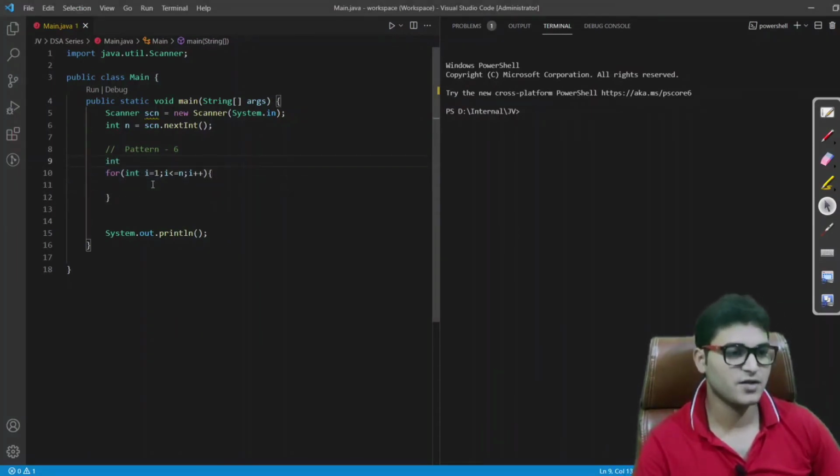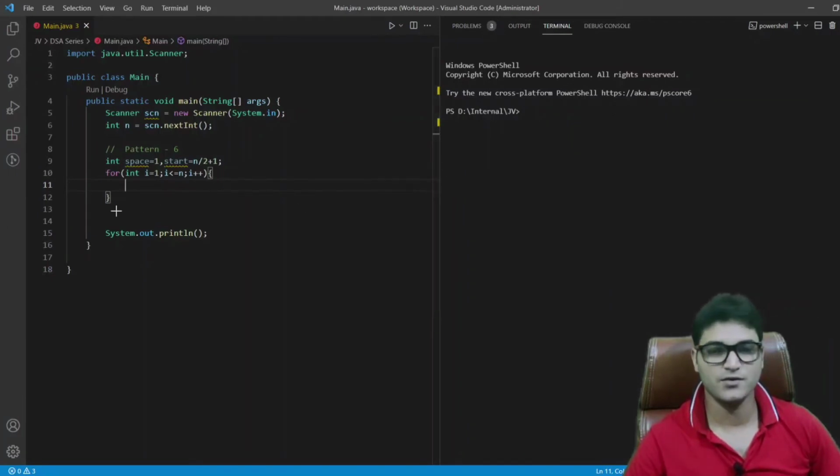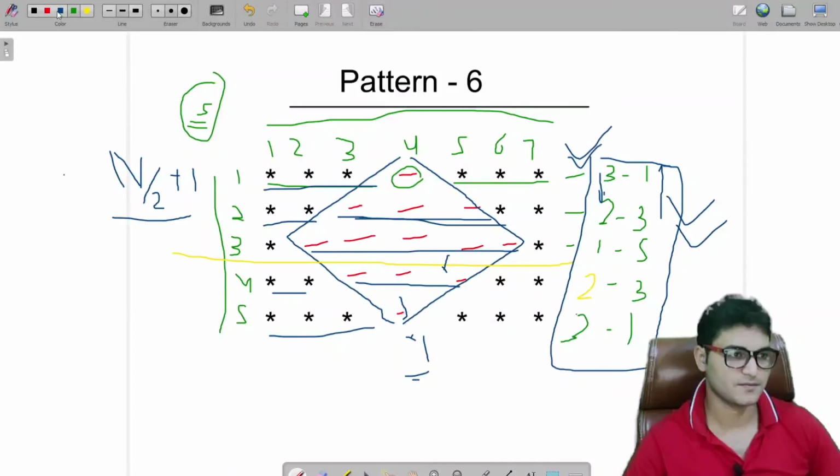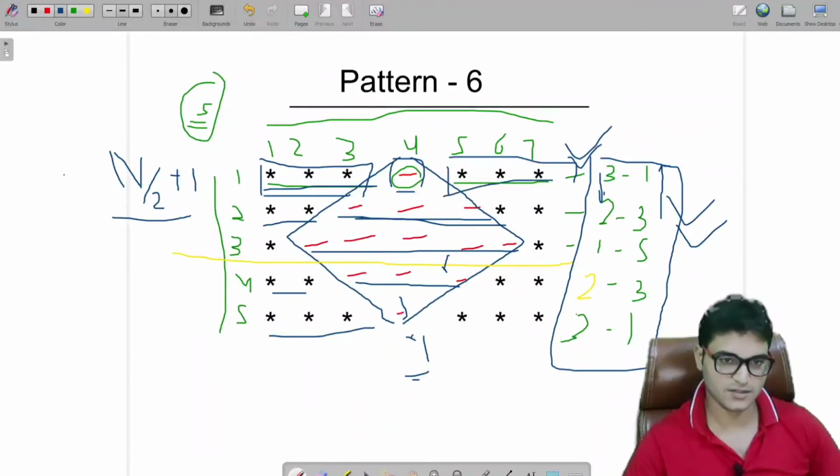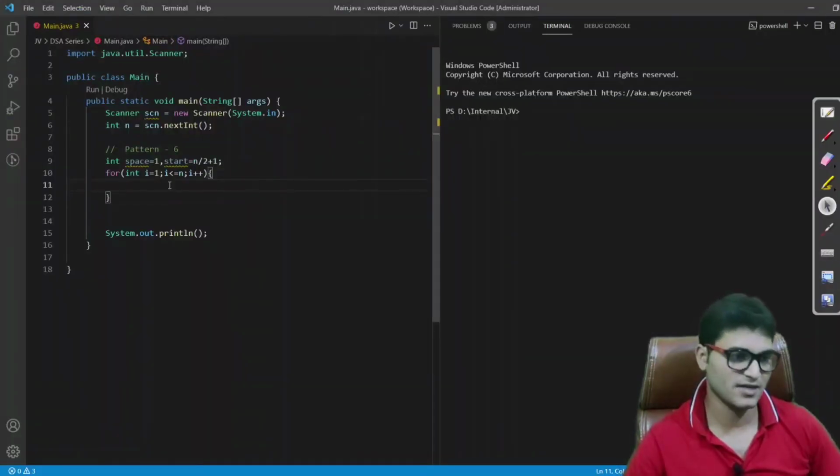So we need to initialize 2 variables. As you have already seen in my previous videos, I discuss the pattern logic with the help of 2 variables. Initially space is 1, and initially the number of stars is n by 2 plus 1. After this, firstly we have to print the stars, then the spaces, and after that again the stars. This is a little bit different from the previous one, but not that difficult.